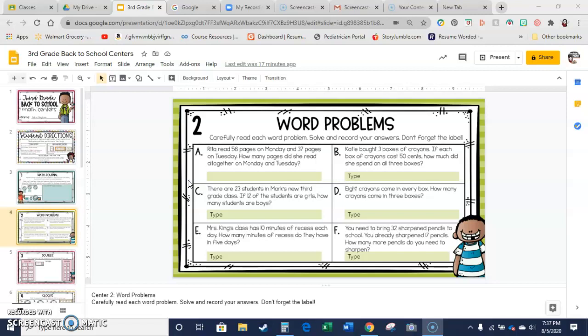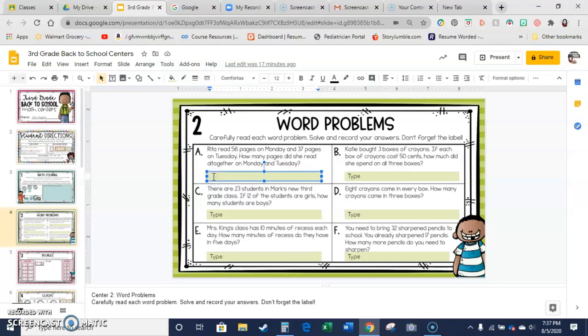I know that the problem is asking me how many pages she read altogether, which means they want to know the total amount. Since Rita read 56 pages, I'm going to type into the text box 56. And since I know that it's all together, I'm going to put a plus sign. To put a plus sign, you need to hit the Shift key and plus.